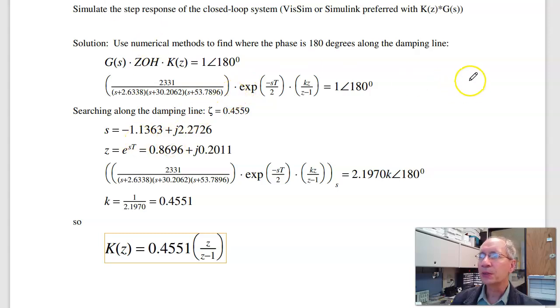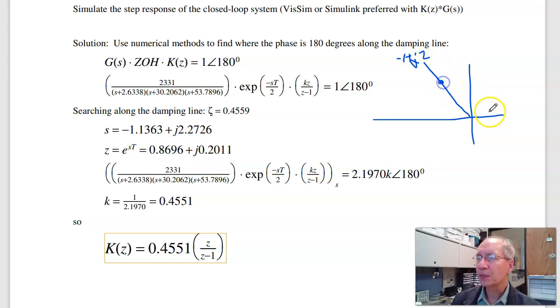So what I'm going to do is, in the S-plane, I'm going to search along my damping line. That's my minus 1 plus j2. That's 20% overshoot. Search along that line until the angles add up to 180 degrees. Once I find that spot, that's my design point. Now there is a root locus plot. I may not know what it is, but I don't really care. I just want to find this one point.